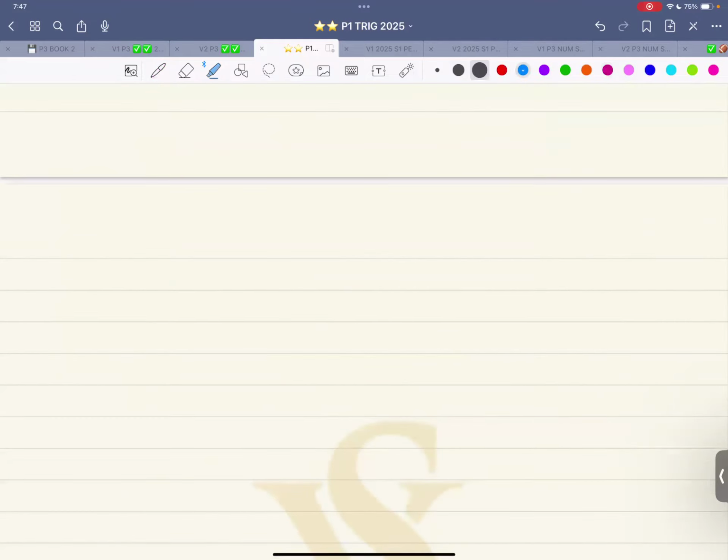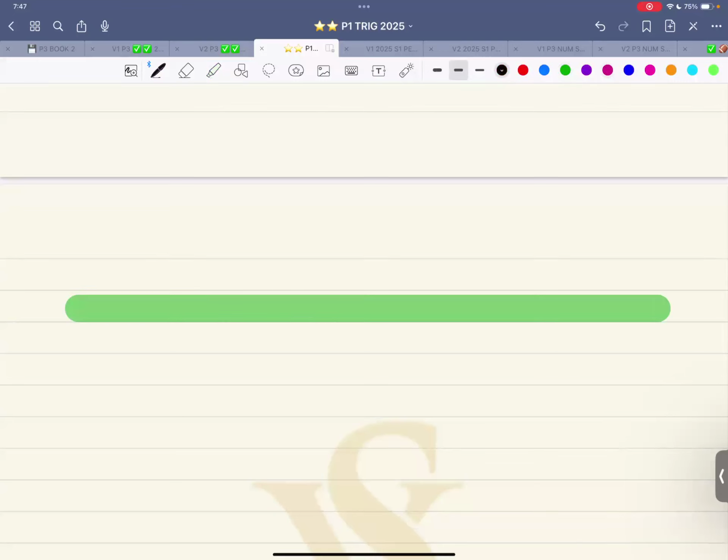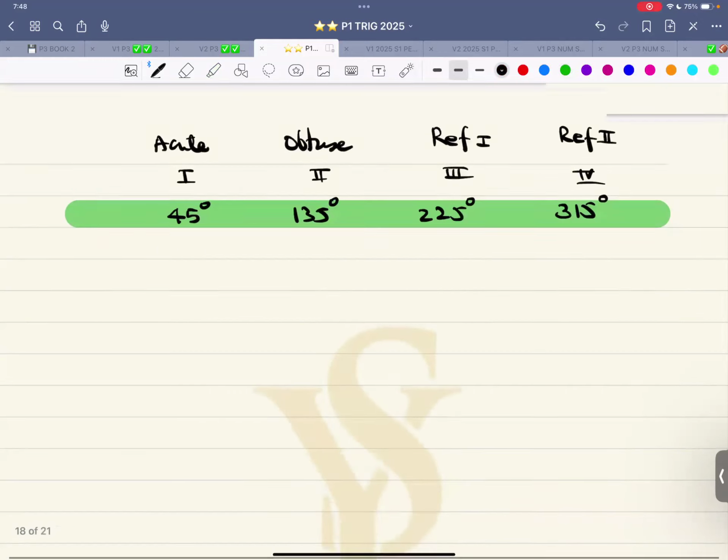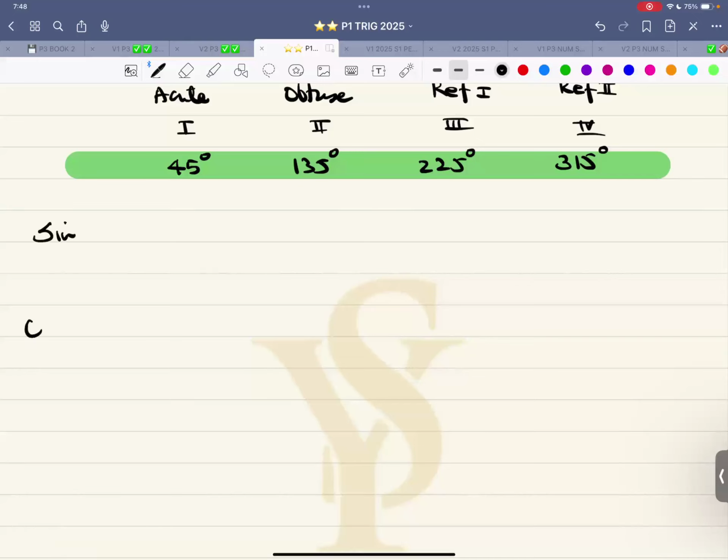For this one, let me write down the four things. That is 45, first quadrant, 135, second quadrant, 225, third quadrant, and 315, fourth quadrant. So this is first, this is second, this is third, this is fourth, this is acute. This is obtuse. This is reflex 1, REF1. This is reflex 2. Let's talk about sine. Let's talk about cosine. Let's talk about tangent.